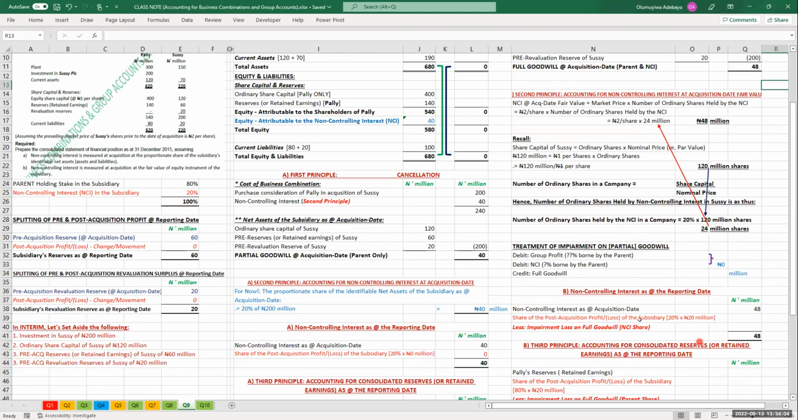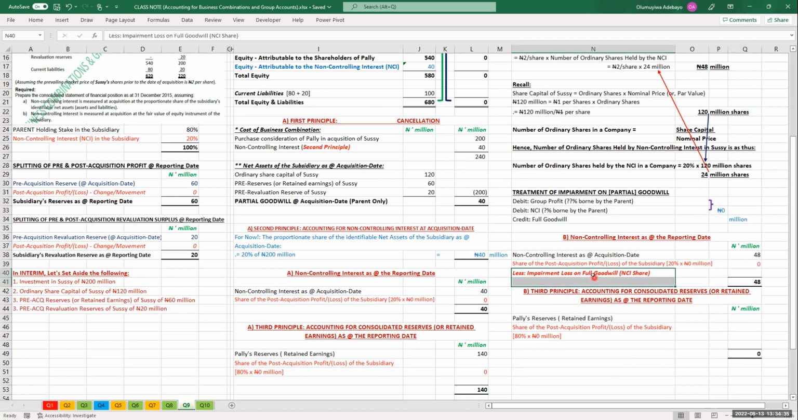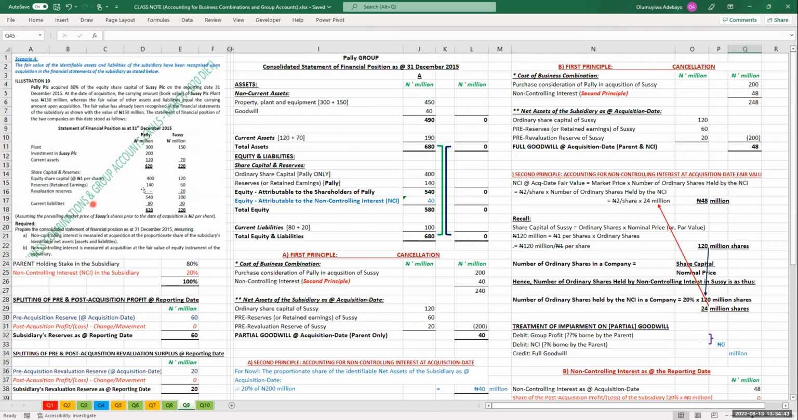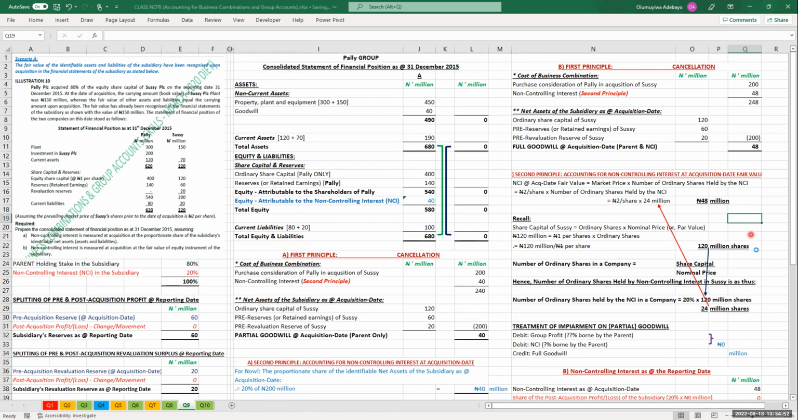Now, we've finished all what we have. Again here, as we have said earlier, for NCI, there's no share of profit because it's 0. Likewise, for the parent also, because it is 0. And there's nothing like impairment of goodwill here, which means this is 0, this is 0, and this too is 0. And what is our reserve of the parent at acquisition? 140. We come here, this is 140. And that is it. Therefore, we link it up and say, this remains the same at 450, but our goodwill has changed to 48.